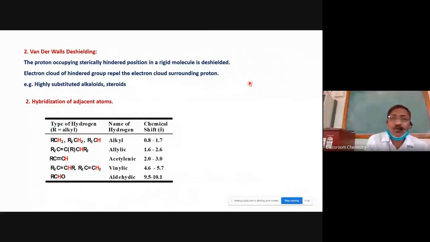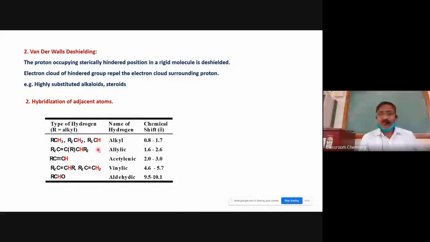Now we can see the second, that is van der Waals deshielding. What will happen when protons occupy a sterically hindered position in a rigid molecule? Deshielding takes place. Why does deshielding take place? Because there is electron repulsion. Even in the conformations of butane, we have observed that when electron clouds come very close together, there is repulsion of like charges. So electron repulsion takes place, and that's why they are observed more downfield or more deshielded. The delta value is more when the molecule is more rigid or more sterically hindered functional groups are present. So mostly in natural products, such kind of deshielding is observed because they have alkaloids and steroids.